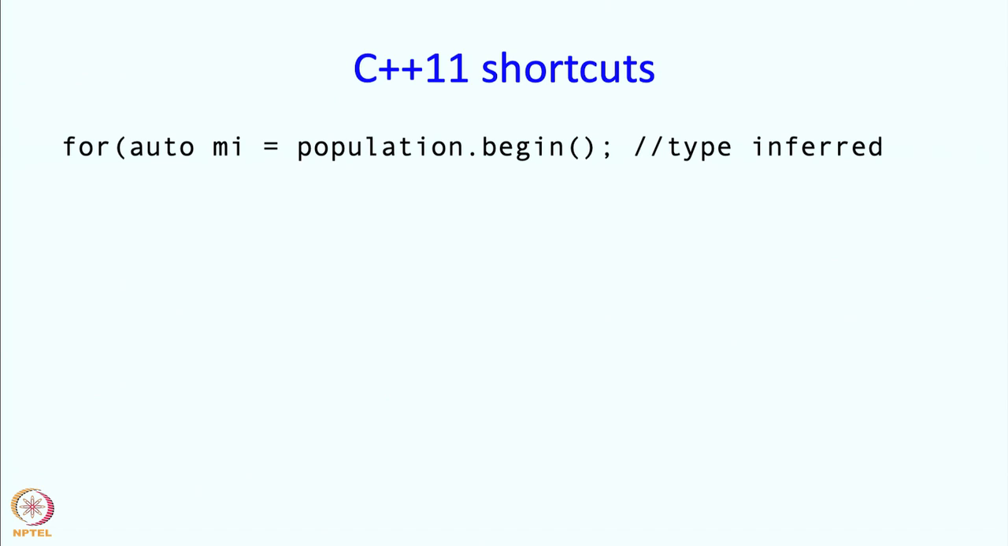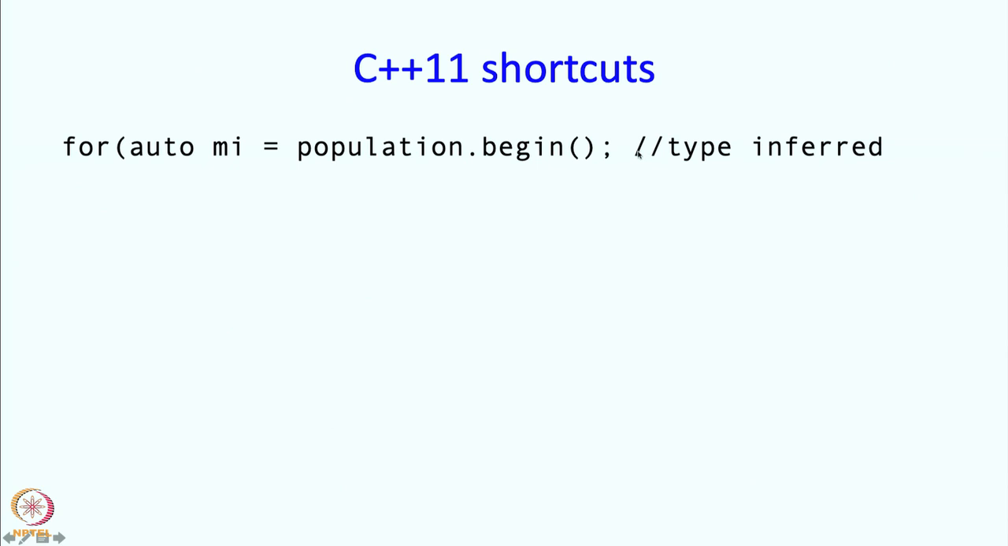Yeah, so I want to talk about a few shortcuts which are of somewhat recent origin. Instead of writing that whole complicated type expression, map::iterator, all of that, I can just put an auto over here, and then I can just say mi equal to population.begin.